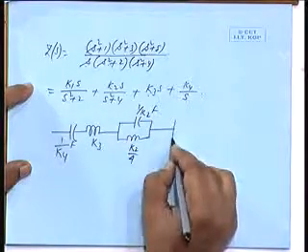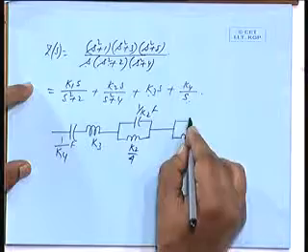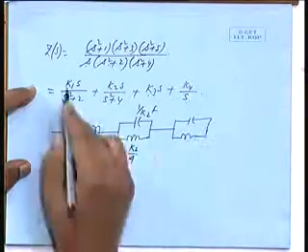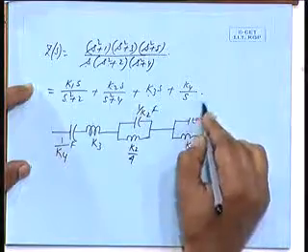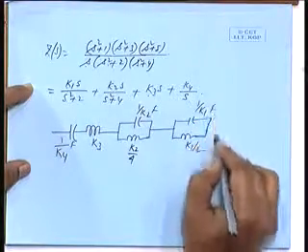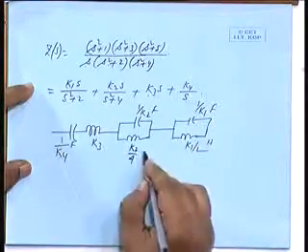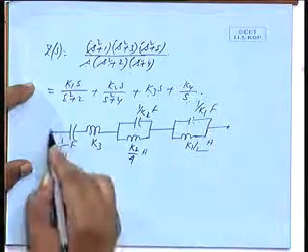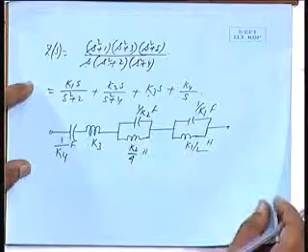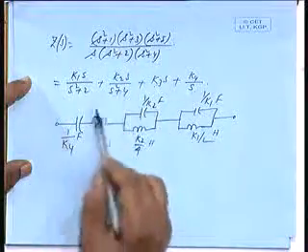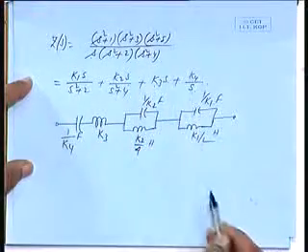Similarly, this one: K1 by 2 and 1 by K1 farad. This will be the network. Is that okay? Any question? If I have ZS like this, all the possible terms are there.